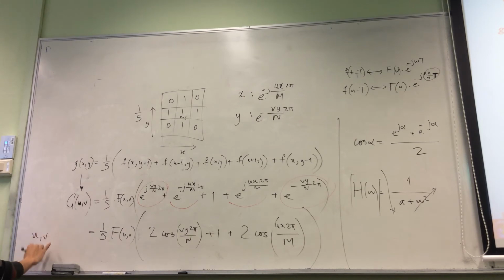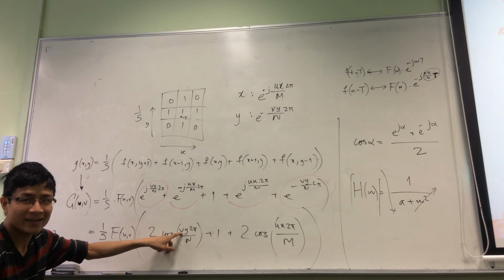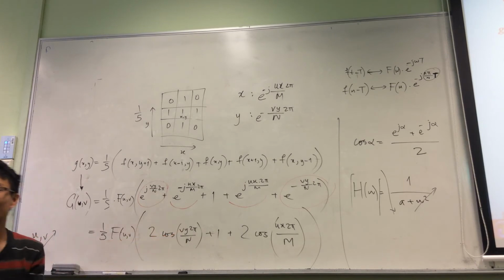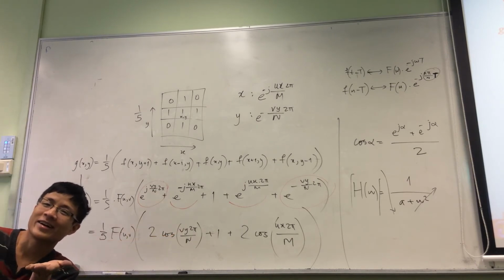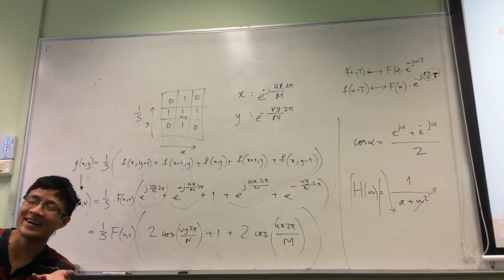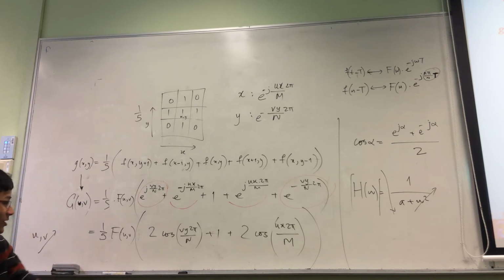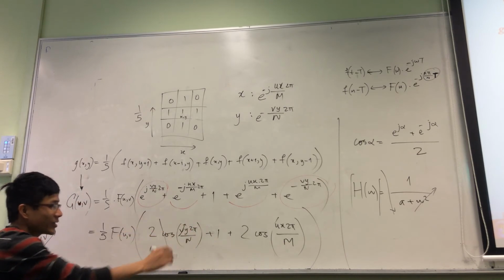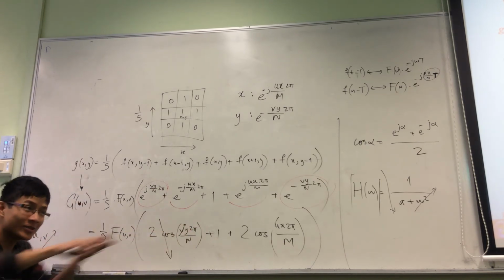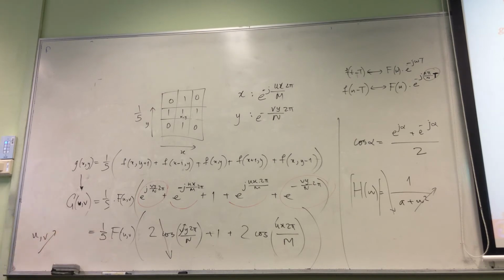As the frequencies U and V increase, the cosine will decrease. No, the cosine will be increasing. Why decrease? How much is cosine of 0? 1. How much is cosine of 90 degrees? 0. So the cosine will decrease. When you increase this one, cosine will decrease. So see the effect? Increase frequency, decrease the transfer function. So it will be a low pass filter.